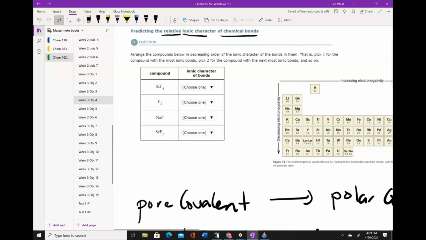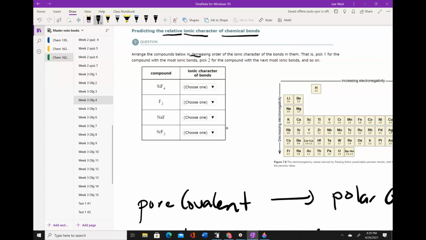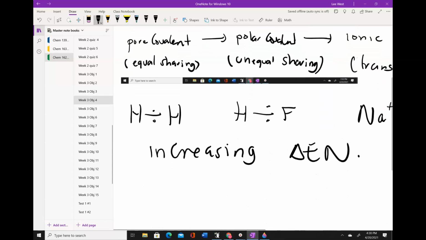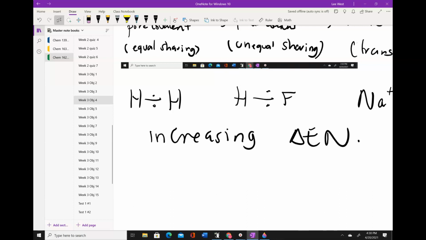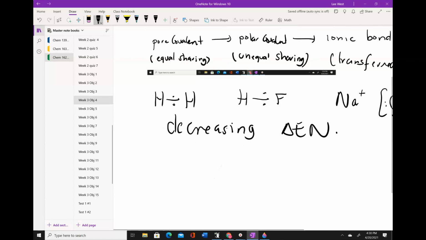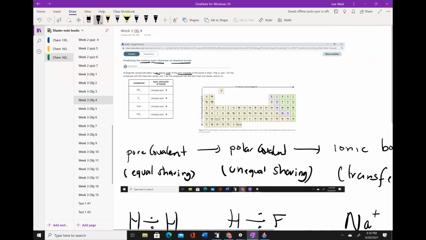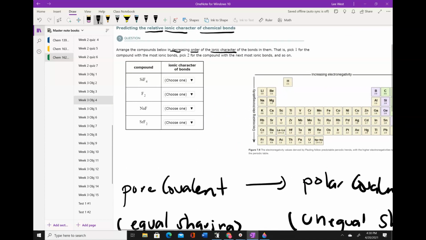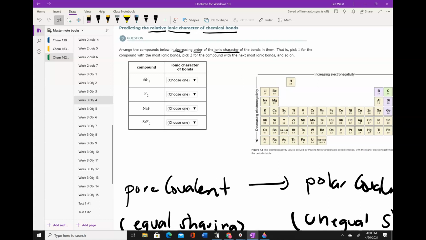So what we are meant to do is decreasing order of ionic character. Sorry, so then it should be decreasing difference in electronegativity, right? If we had a really big difference in electronegativity, it would be ionic. And if we had a smaller difference in electronegativity, or no difference, it would be pure covalent.